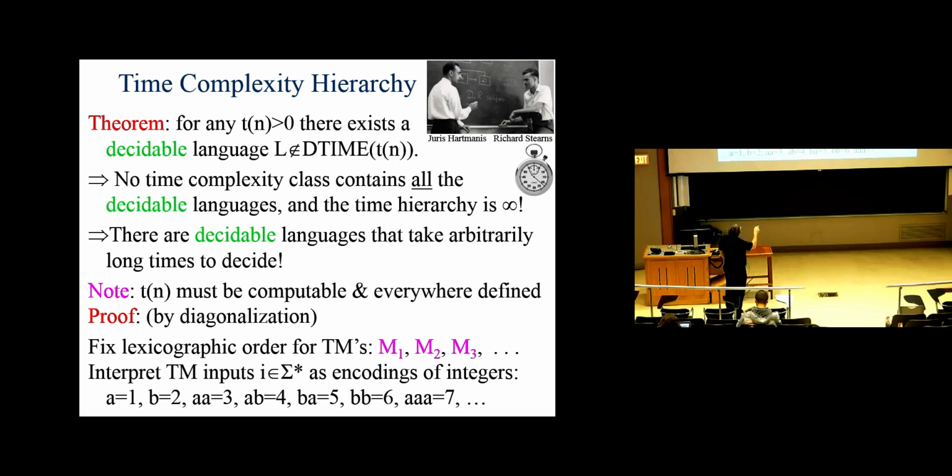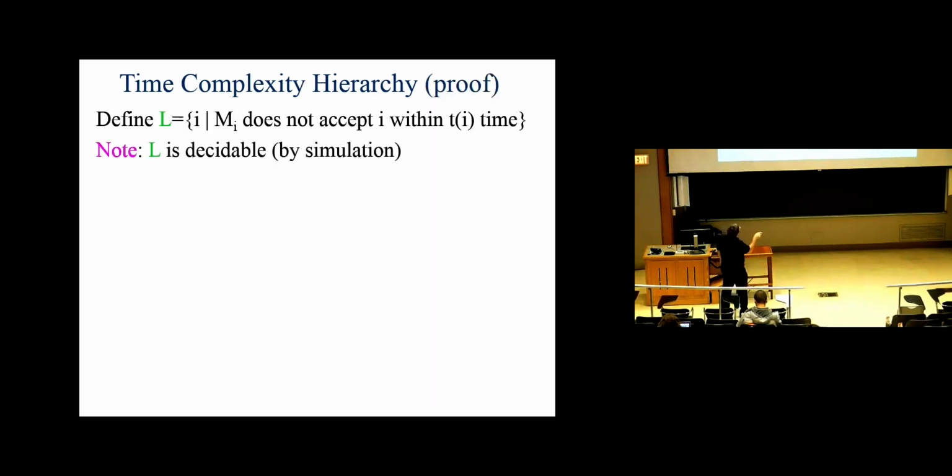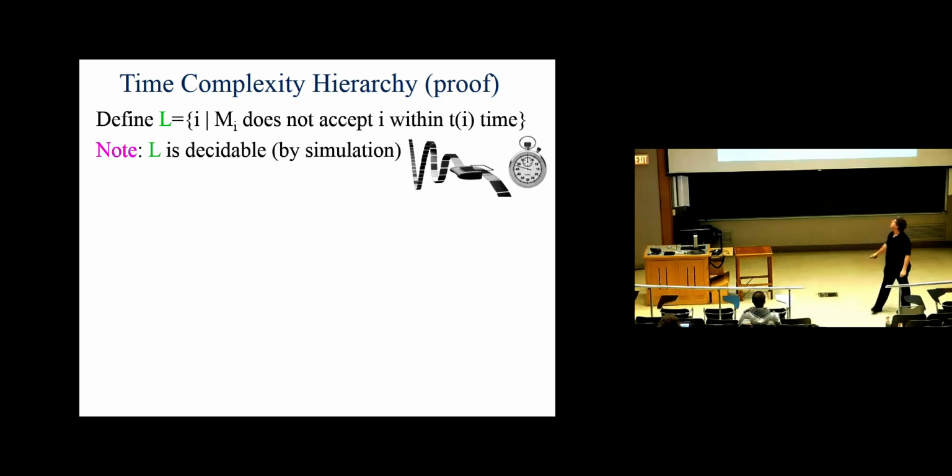For any time-bound t of n, there exists a language that's decidable, and cannot be recognized or decided within any less time than that. In fact, it requires more time than t of n. So that's what this t is here. It's this time-bound, supposedly, that's enough to recognize all decidable languages, but we'll see it's not enough. You need some more time than that for a particular language, and we're calling it L. So L is decidable.